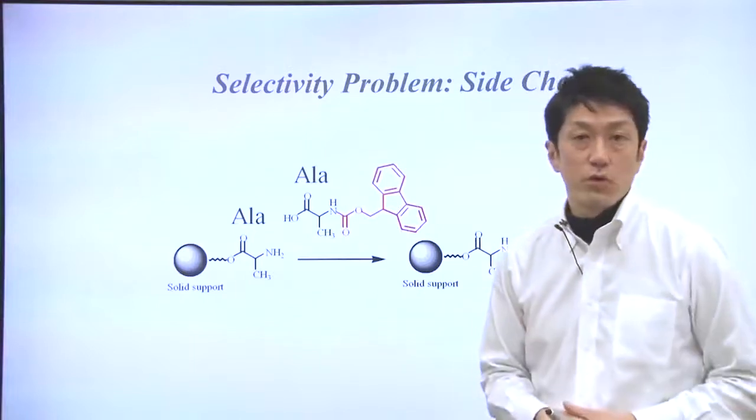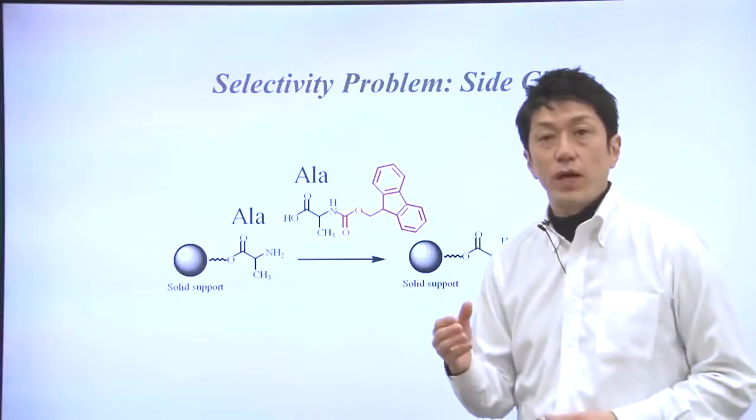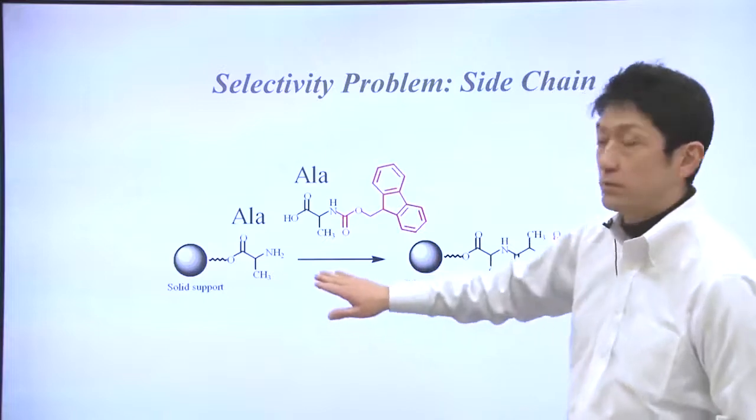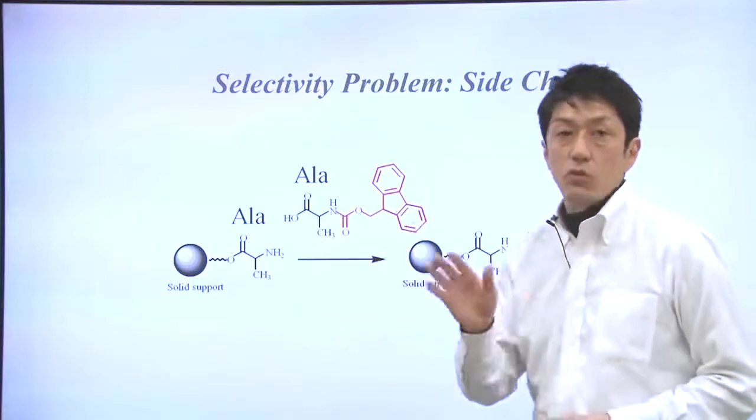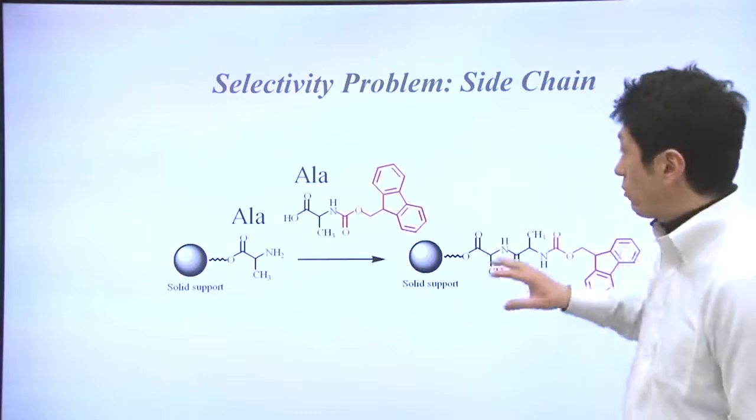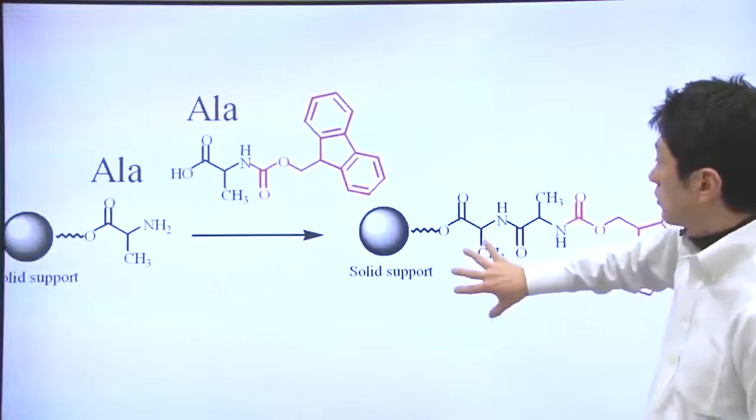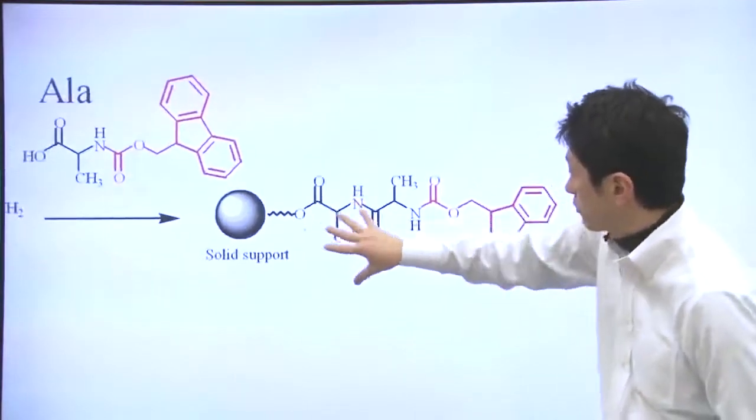That's the side chain problem. If you want to couple alanine with alanine, there's no problem. This is the only reaction product. This is the only reaction product you get.